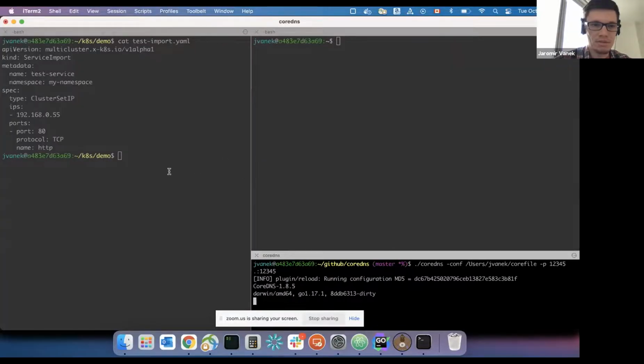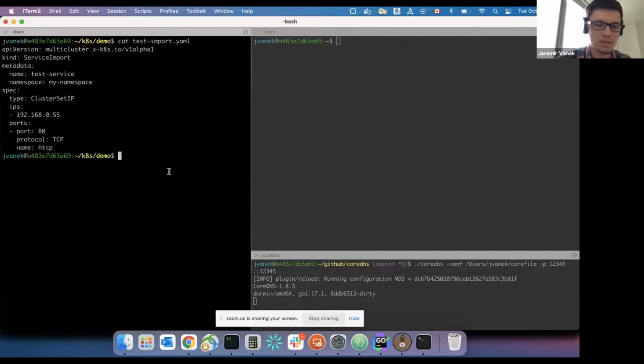I hope the font is not too small, that you can read it. So I have my own service import here. This is the only important part. It's exposed on some IP address and port, and I'm going to just quickly apply it to my cluster so we can use it.